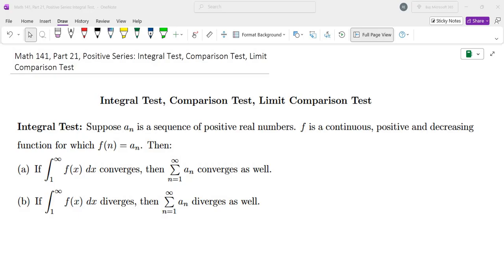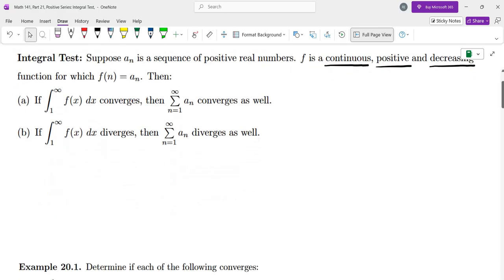The first test is the integral test. The integral test can be used when you can easily integrate the integrand. So we have to check three conditions. First, we need to check that the function is continuous. Next, the function is positive, and then it is decreasing. If the terms of the sequence follow these three properties, and we can easily integrate the function by turning the terms of the sequence into a function, then we can use the integral test.